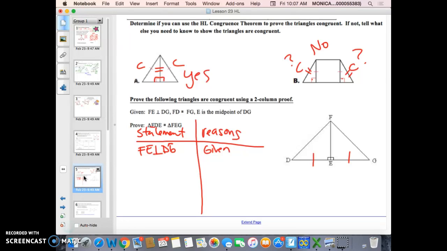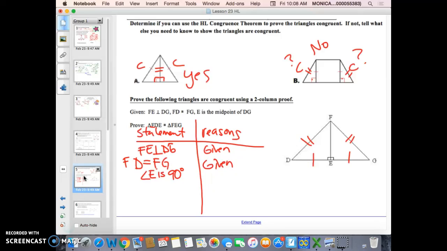Number two, I can say that FD is congruent to FG, and that is also given. So I'm going to mark that here and here. Okay. So the next thing I'm going to say is that angle E is 90 degrees.